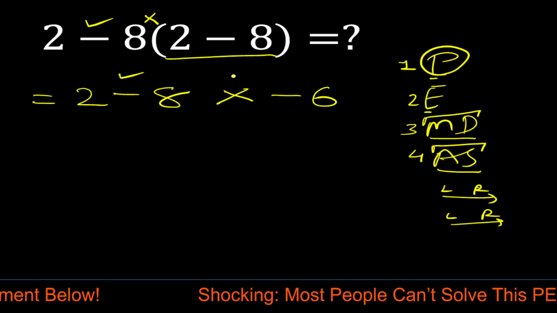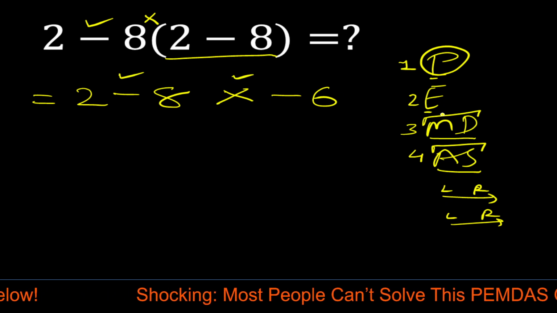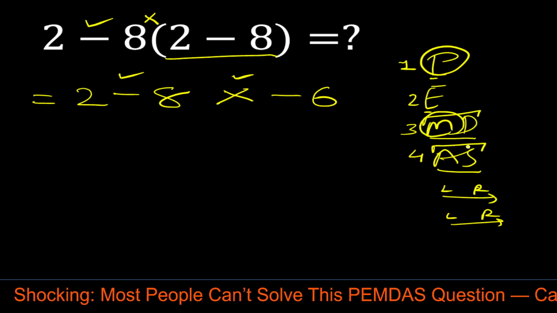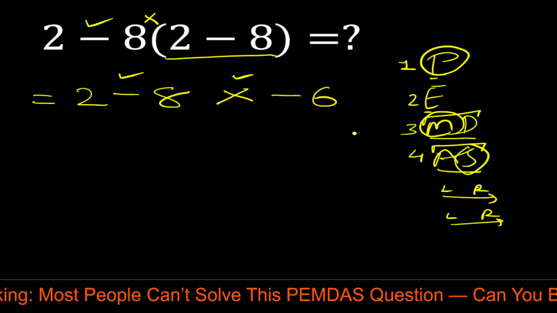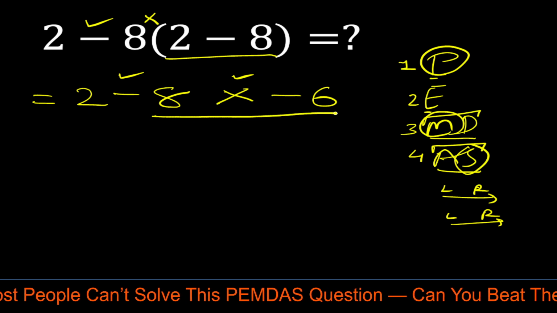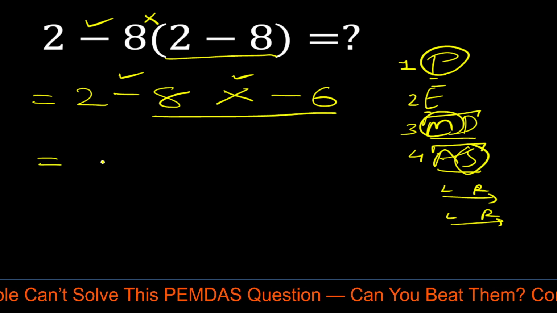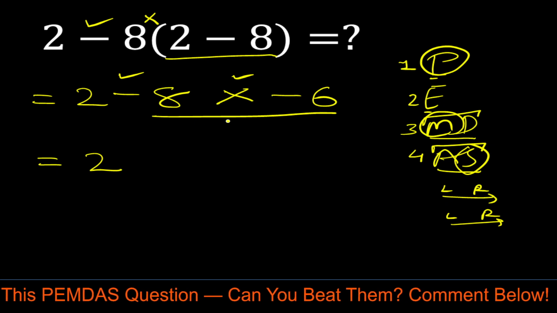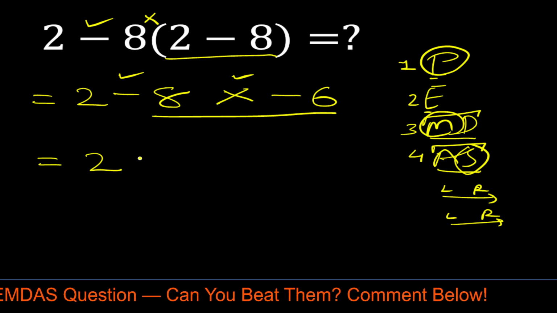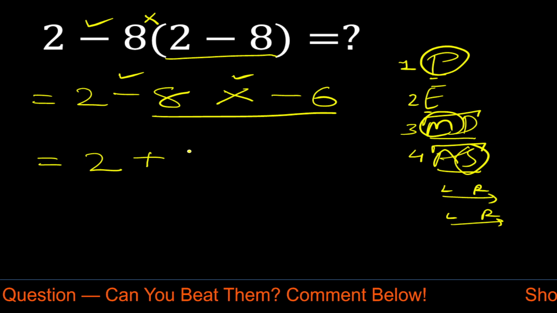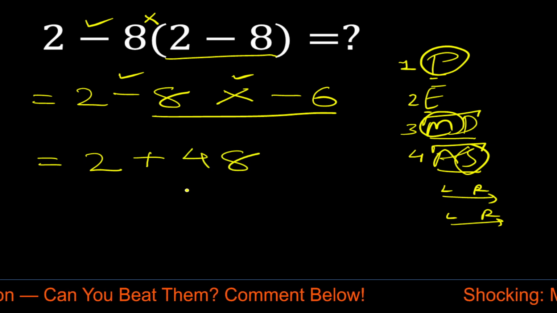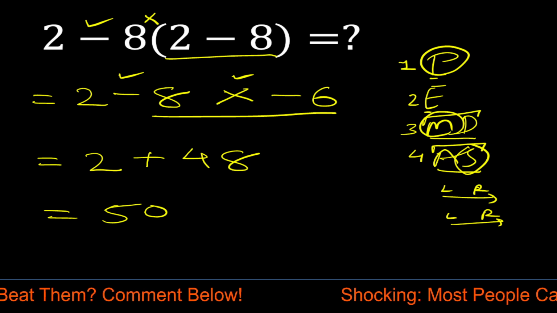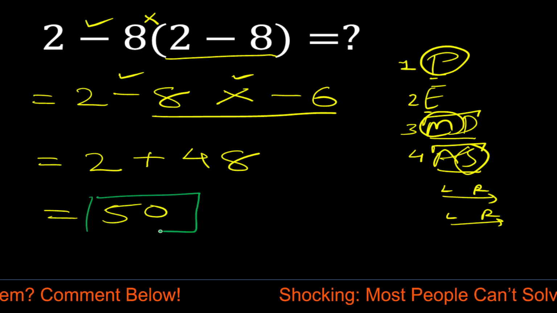Now here we have subtraction and here multiplication. So according to the PEMDAS rule, first we have to solve multiplication. Then we have to solve subtraction, right? So first we have to solve this multiplication. So now 2, now minus 8 times minus 6. So minus 8 times minus 6 is equal to 48. So 2 plus 48 is equal to 50, right? So the correct answer is 50.